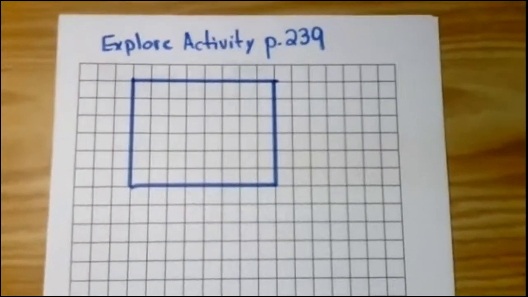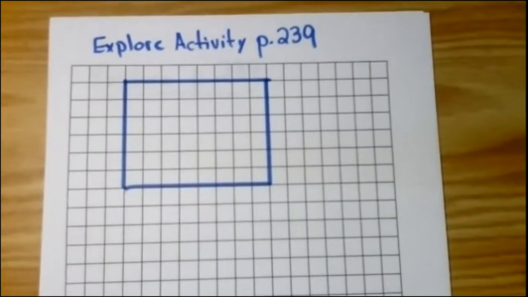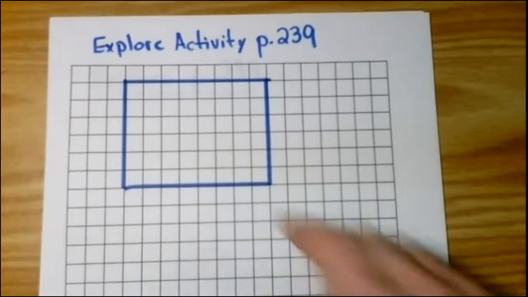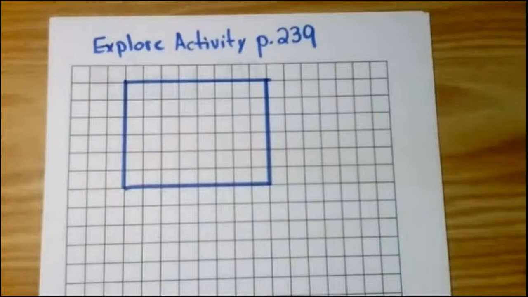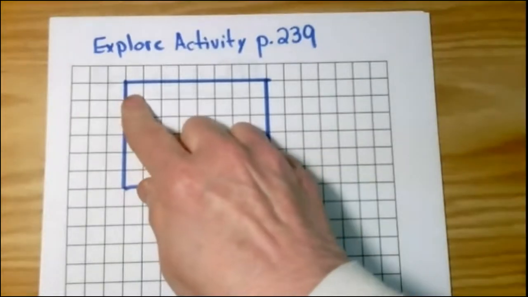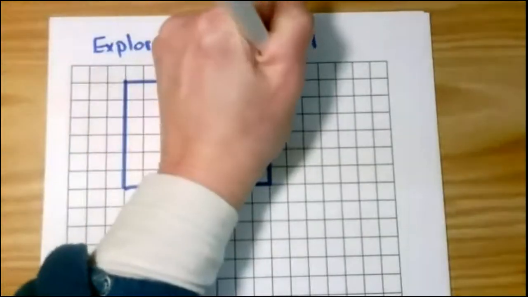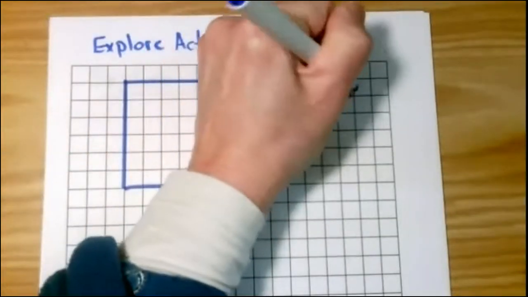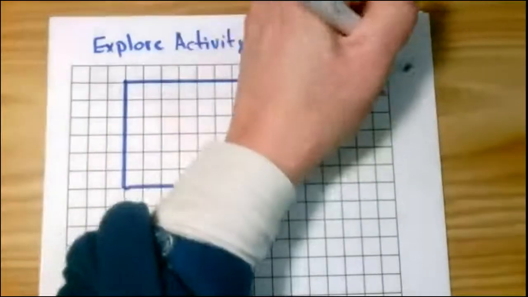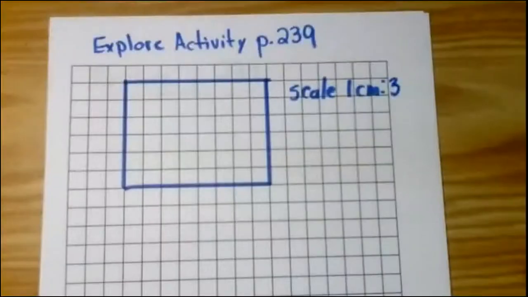Okay, this is Explore activity number 2 on page 239. I just want to show you a couple of examples of what happens here when you change the scale. So this is a scale that says on the page it represents 1 centimeter to 3 meters. So we're assuming that each one of these squares is 1 centimeter. So the scale then is 1 centimeter is the same as 3 meters to the actual size of the object, whatever that object is, whether it's a garden or a wall or whatever.